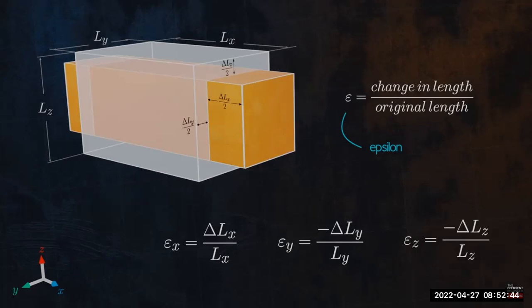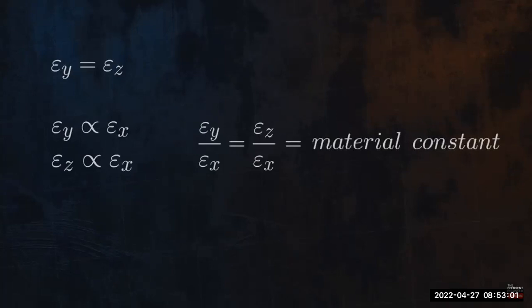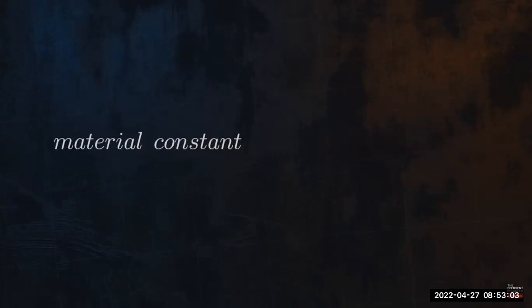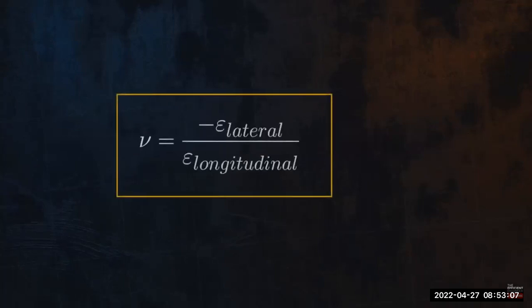When we apply our longitudinal load, it turns out that the resulting strains in the lateral directions are equal. And here's the interesting part. They are proportional to the strain in the longitudinal direction. The ratio between the longitudinal strain and the lateral strain is actually a material constant. You might have guessed it by now, but we denote this material constant with the Greek letter nu, and we call it Poisson's ratio.